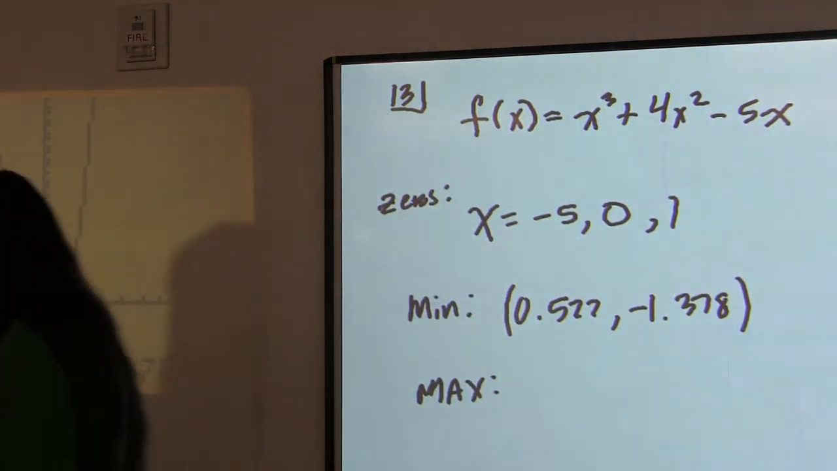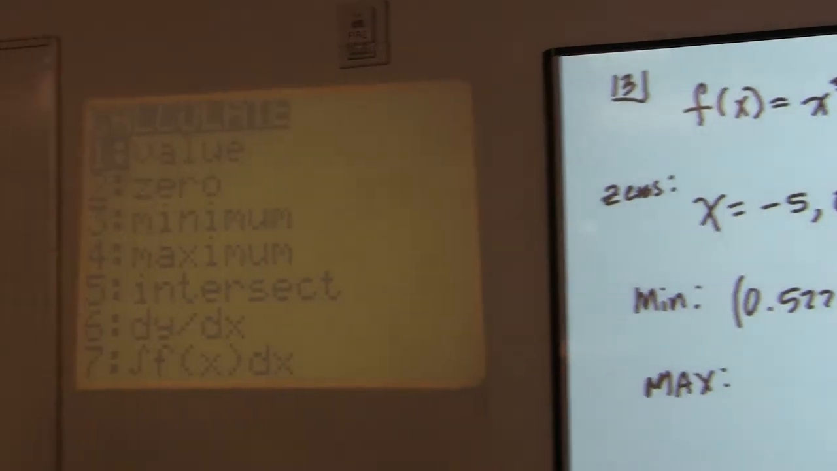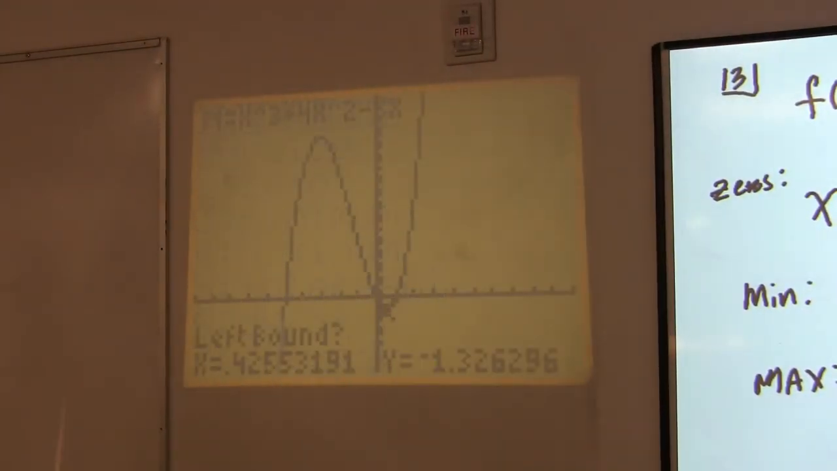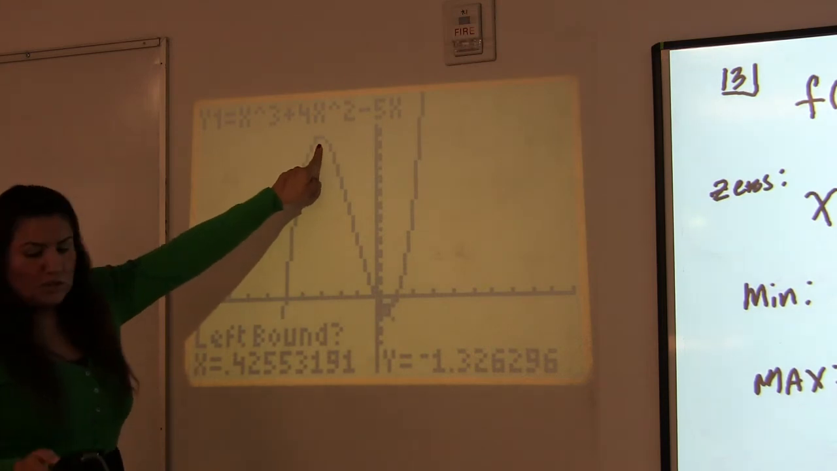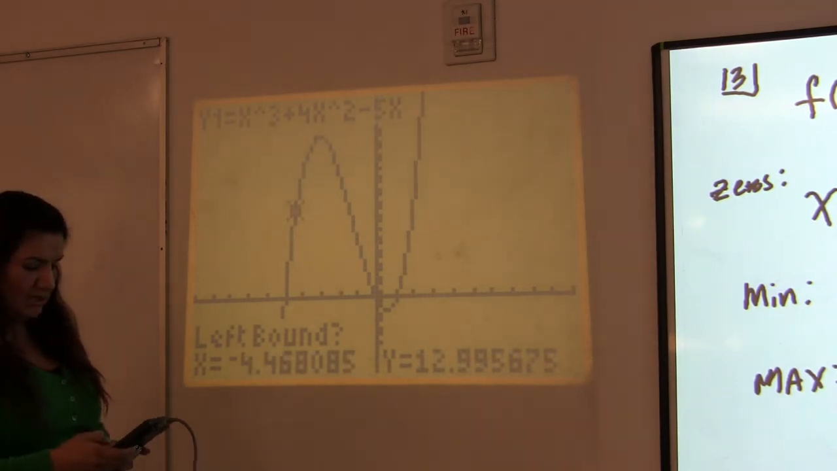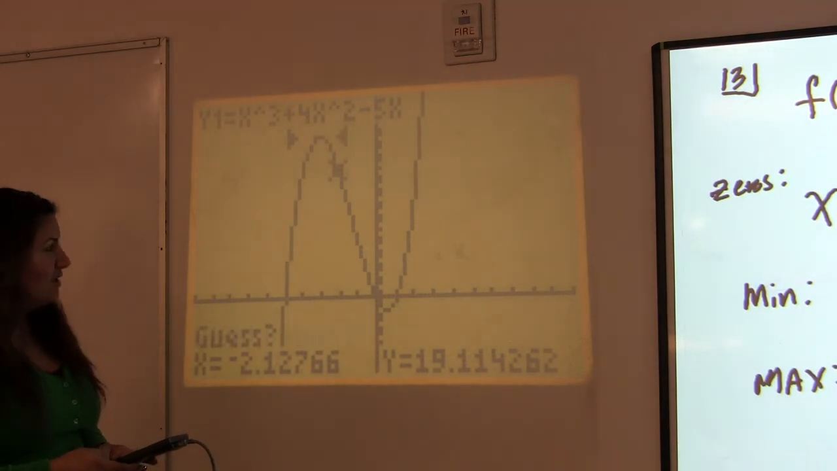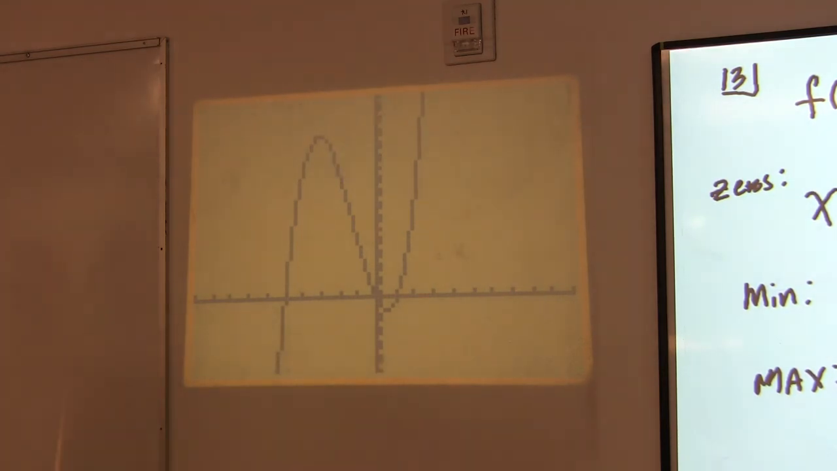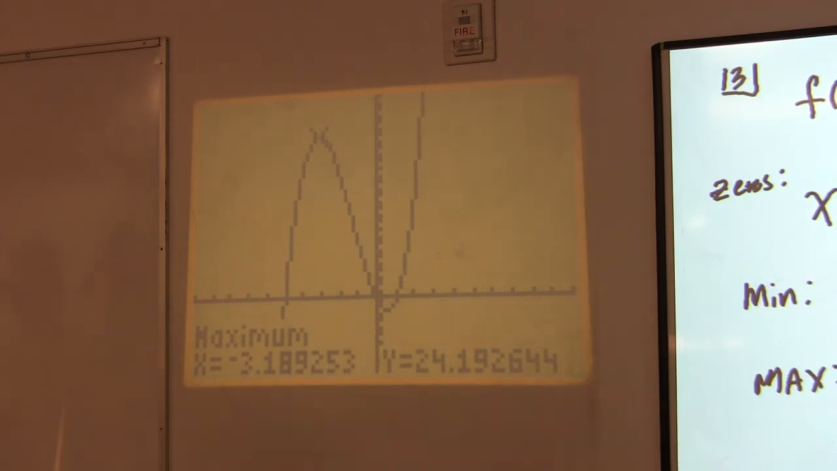Do the exact same thing and we will get our maximum. Second trace, this time option 4 for maximum. And you can see our maximum is up here. So we are going to move our cursor till it's blinking to the left, hit enter, move it till it's blinking to the right, hit enter, enter again to confirm, and we have negative 3.189.